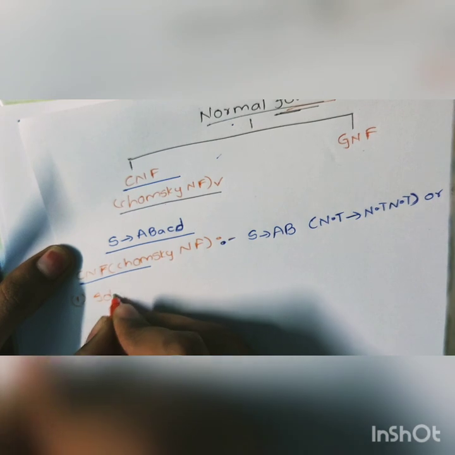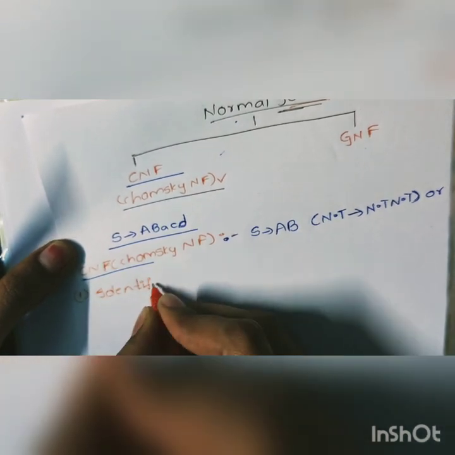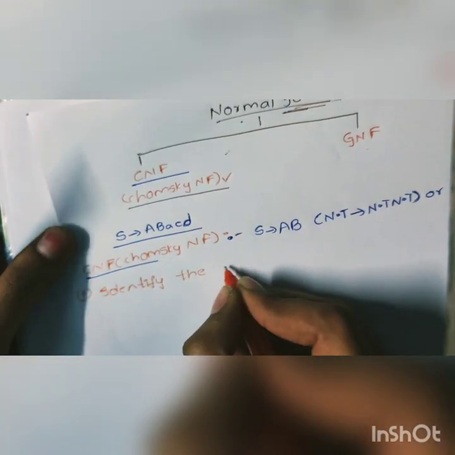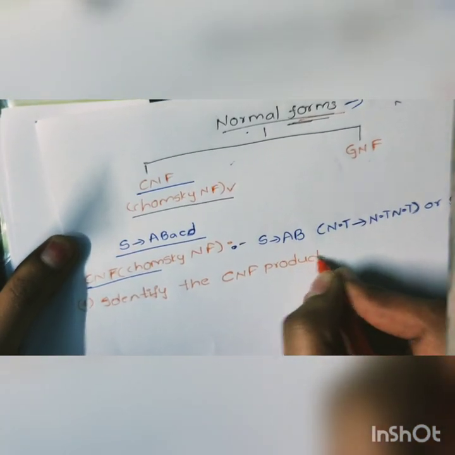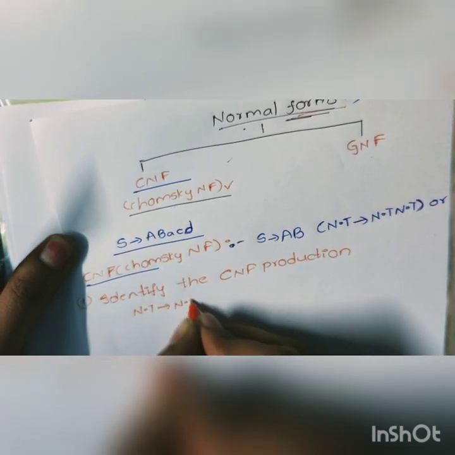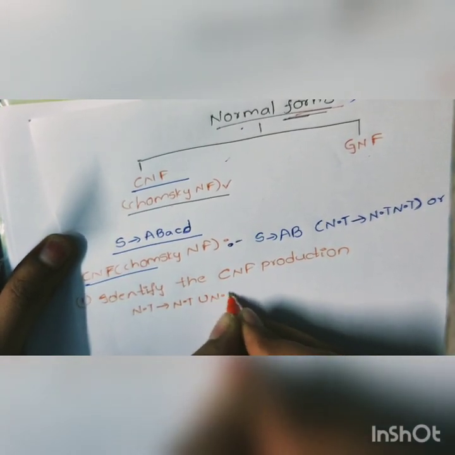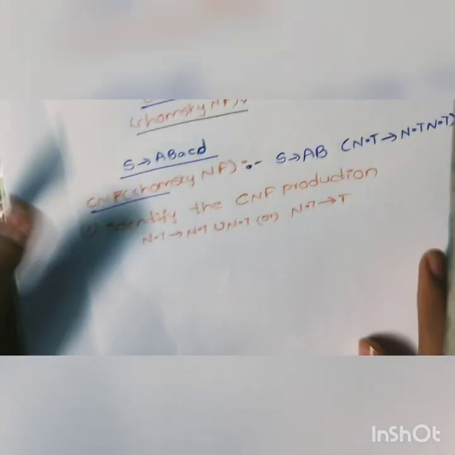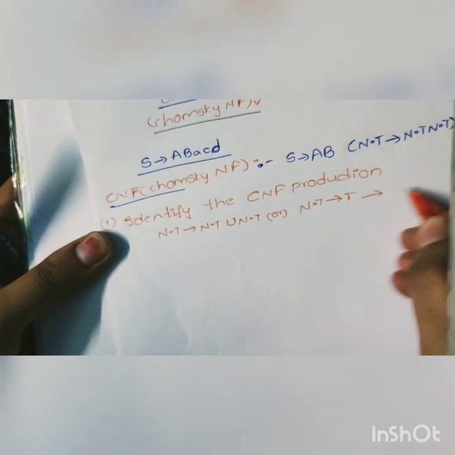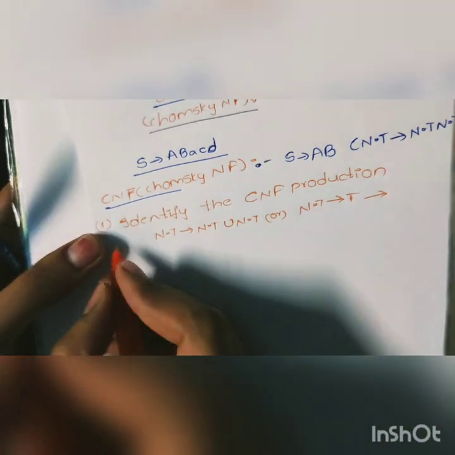There are three steps to do this. First step: identify the Chomsky normal form productions. That means a non-terminal tending to two non-terminals, or a non-terminal tending to a single terminal. If the given production is in this form, write it aside.